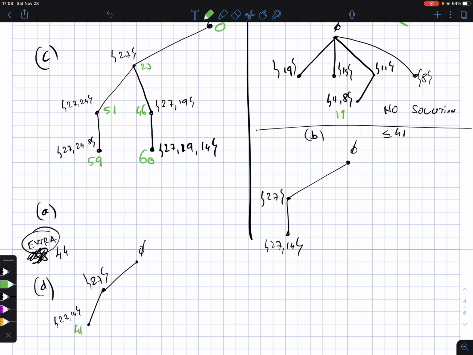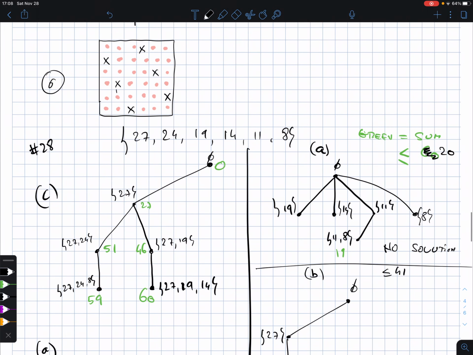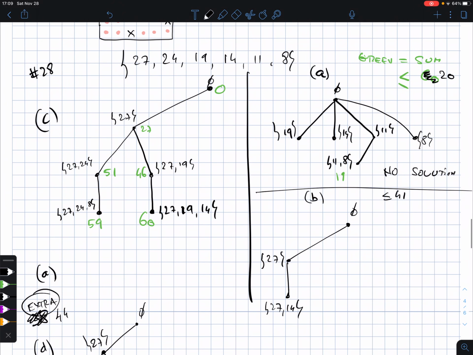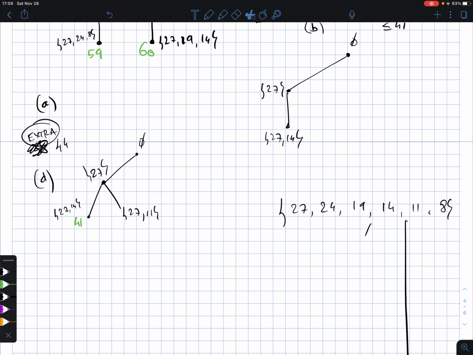So with 27, I have to back up. What else could I have added to 27? Because there are other possibilities, right? So with 27 I took 14. Now the next one is 11. Okay, let's pick the next lowest one. Sorry, let me copy my thing here again because I don't want to keep going up and down here. 27 and 11, that is 38. Can I add 8? No, that's 46. So this is also a dead end.